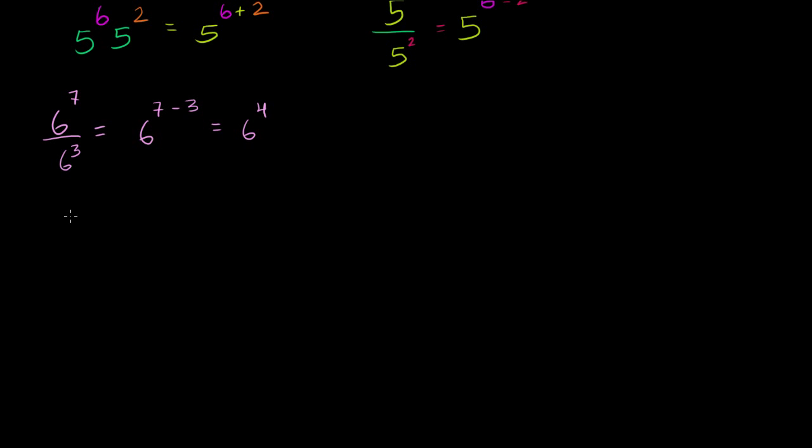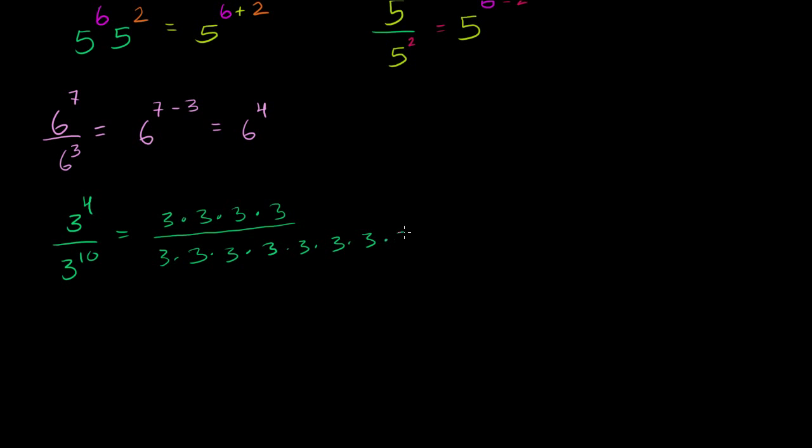Let's say we have 3 to the 4th power divided by 3 to the 10th power. Well, if we just go from basic principles, this would be 3 times 3 times 3 times 3, all of that over 3 times 3, and we're going to have 10 of these. 3 times 3 times 3 times 3 times 3 times 3. How many is that? 1, 2, 3, 4, 5, 6, 7, 8, 9, 10.